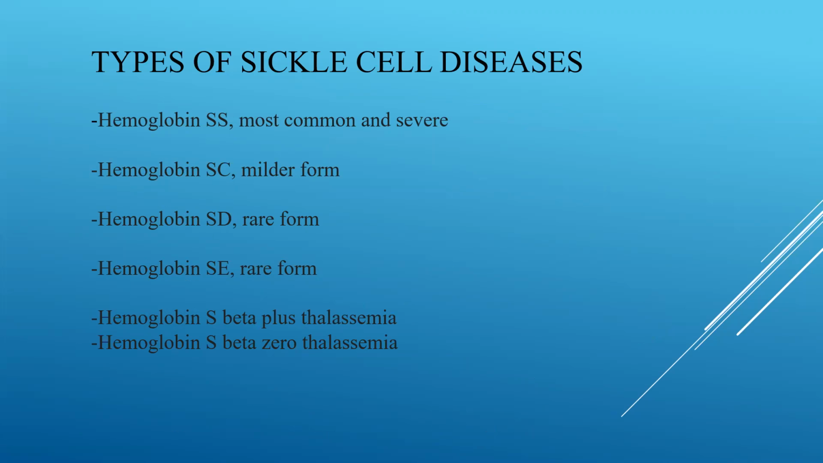There are 6 types of sickle cell disease. The first one is hemoglobin SS, which is the most common and also the most severe, the sickle cell anemia that we all know. Hemoglobin SC is the milder form. Hemoglobin SD and SE are rare forms. And hemoglobin with thalassemia is beta plus and beta 0. They are all sickle cell disease, and they all have the same signs and symptoms. They are just different because they have a different sickle cell trait.